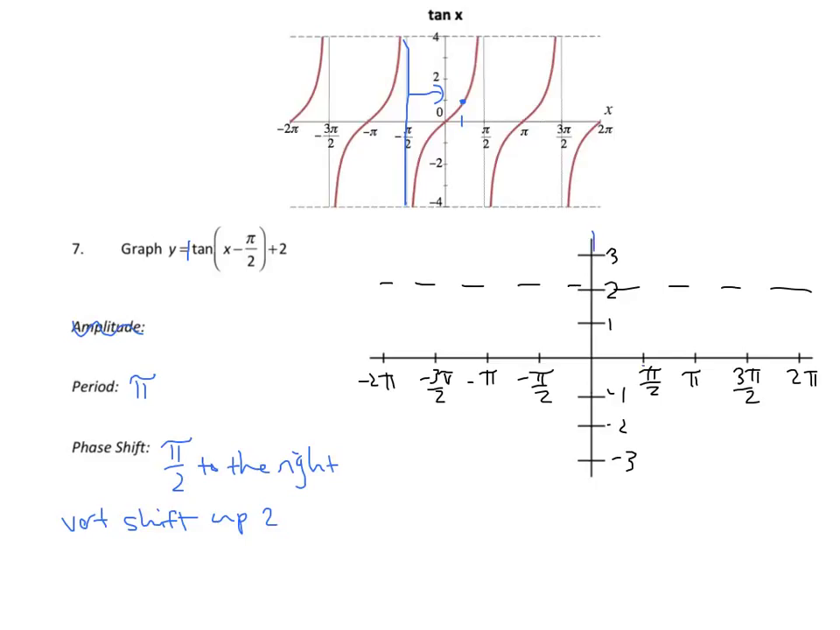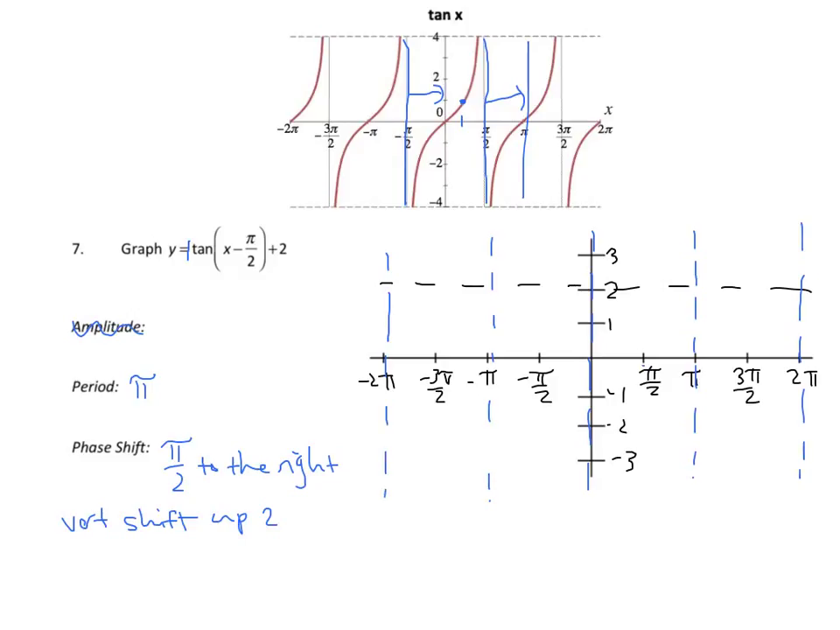So I'm going to draw a dotted line, and this is an actual asymptote right on the y-axis. And then if I shift the one at pi over 2 over, it's going to end up at pi. So at pi, I'm going to draw a dotted line. My next one's going to be at 2 pi, and these are my asymptotes for my shifted graph.